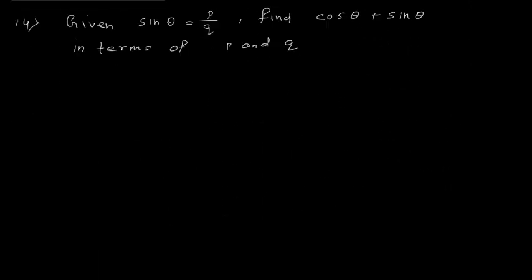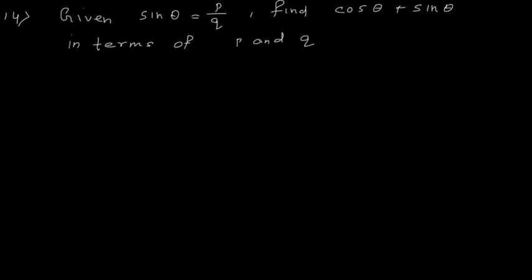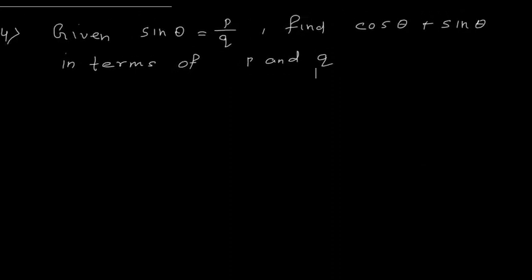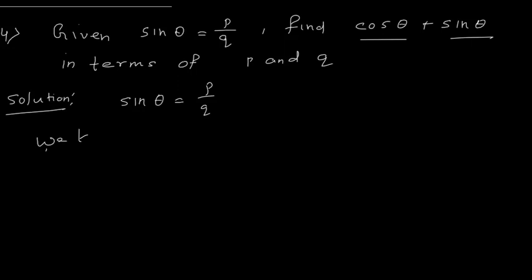Now let us see the 14th question. Given sin theta is P upon Q, we have to find cos theta plus sin theta in terms of P and Q. So what is given? Sin theta is given as P upon Q. Now we will use the identity that sin square theta plus cos square theta is equal to 1.